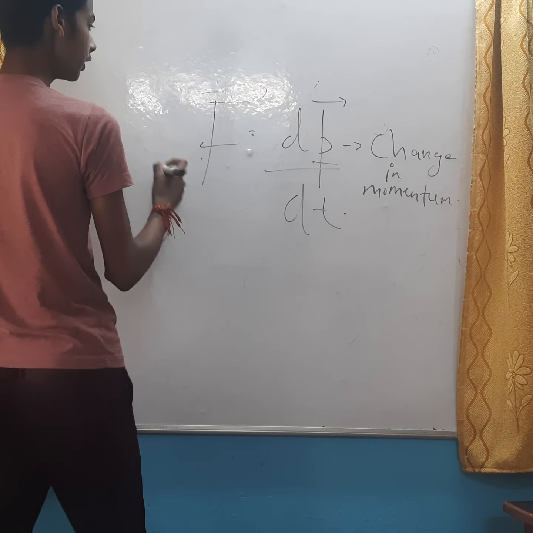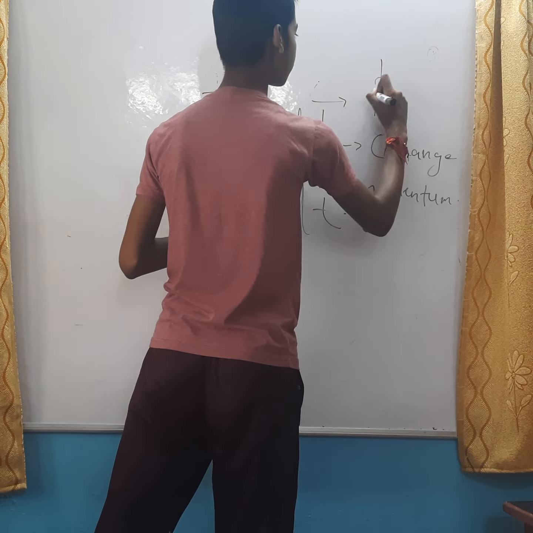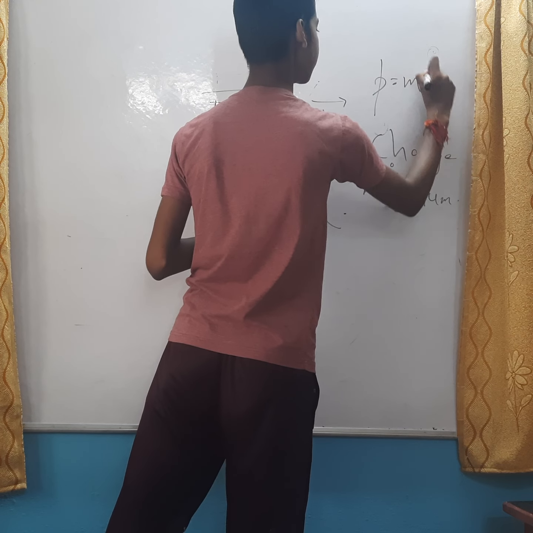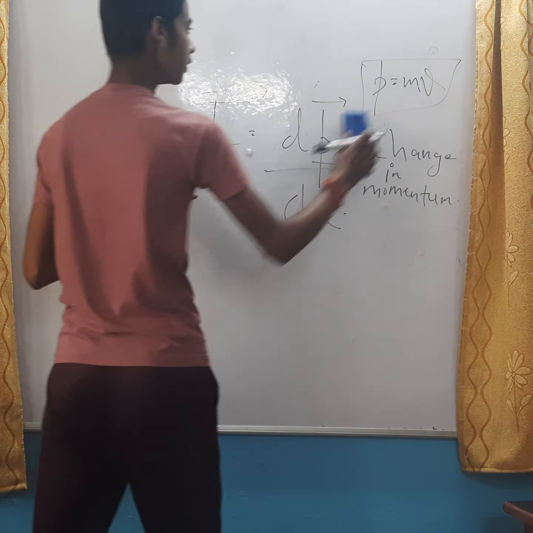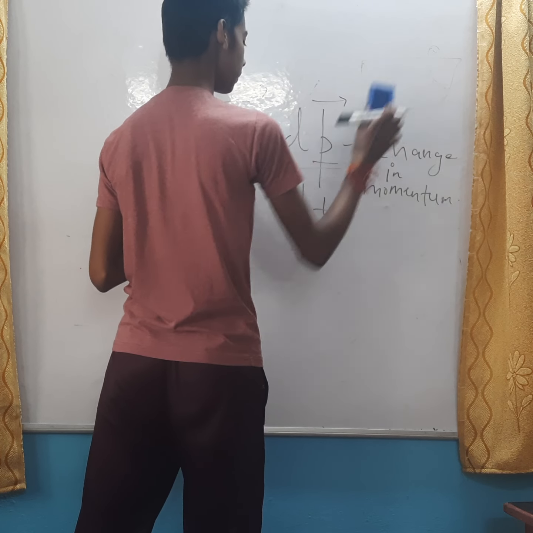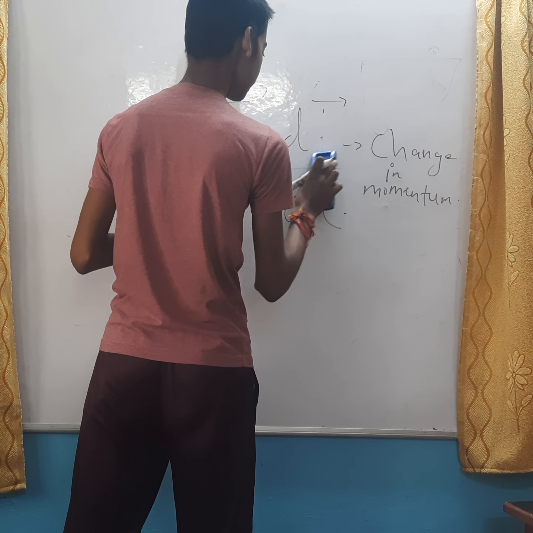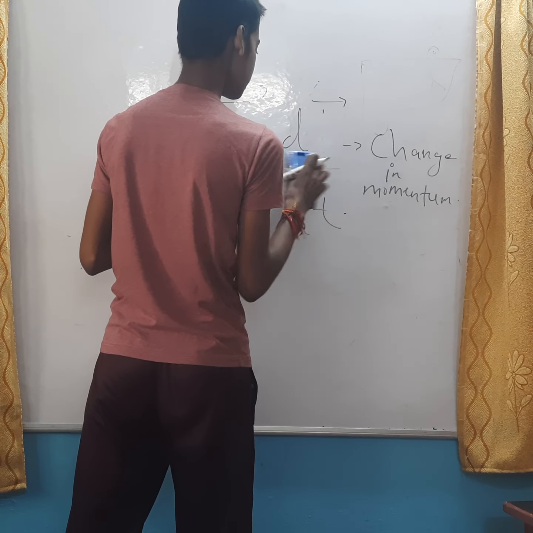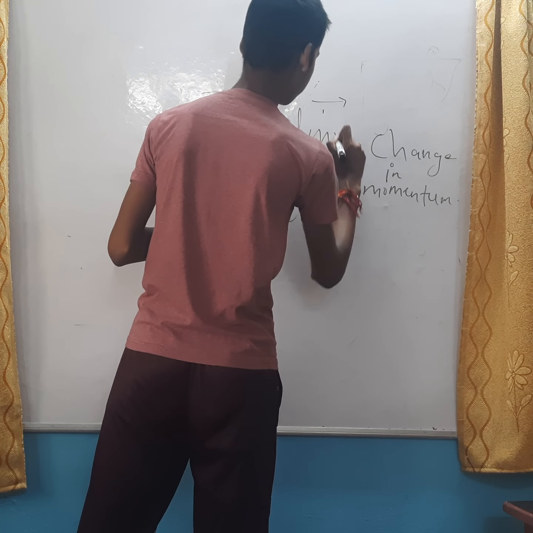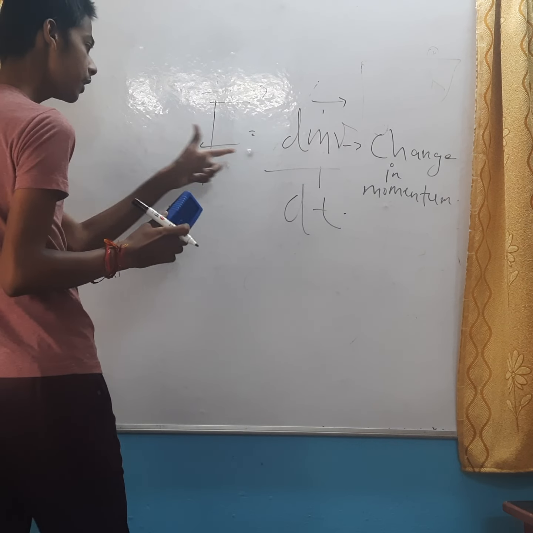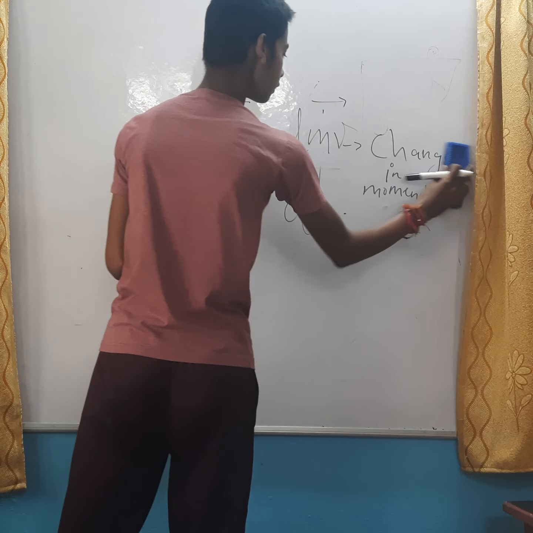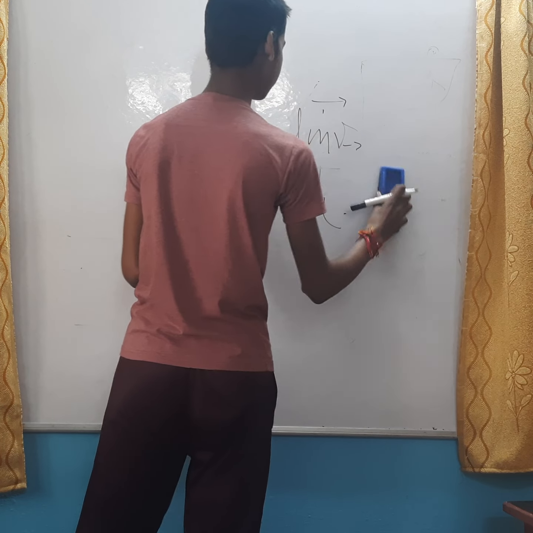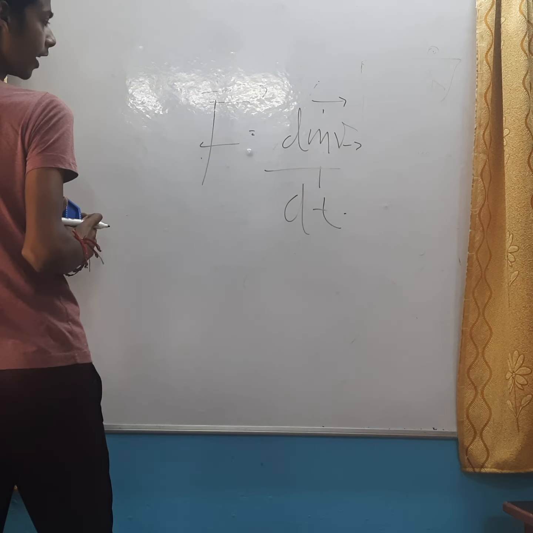So, we know that P is equal to mv, linear momentum is equal to mv. So we will write mv in the place of P here. So dp by dt becomes d(mv) by dt. Now we have to differentiate this with respect to time. We will get the force. So what do we get on differentiating d(mv) by dt?